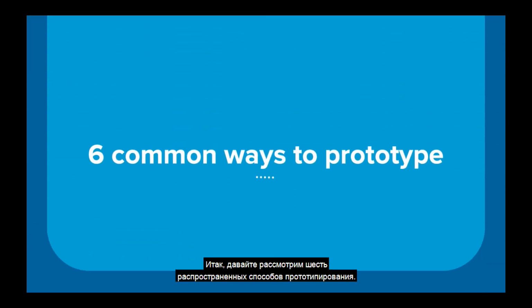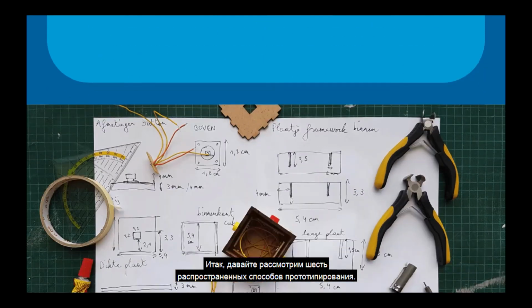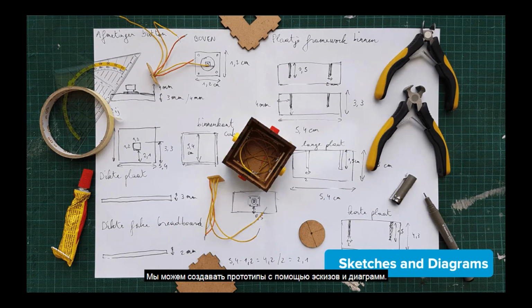So let's look at 6 common ways to prototype. We can prototype through sketches and diagrams. Any sketch, even the absolute messiest, can create a wonderful low-fidelity prototype. Sketching diagrams, mind maps, or the structure of our ideas can really help others to get a well-rounded idea of what you aim to achieve.